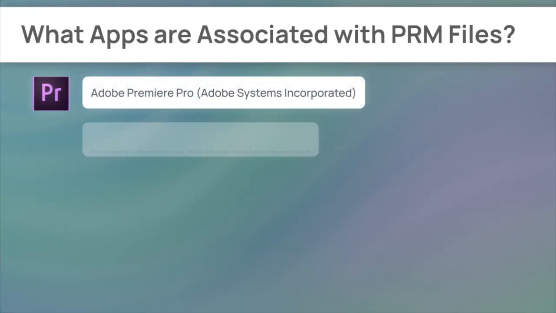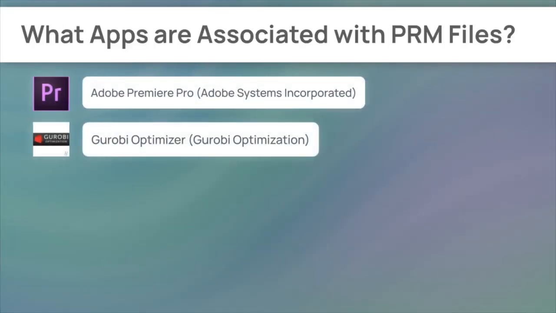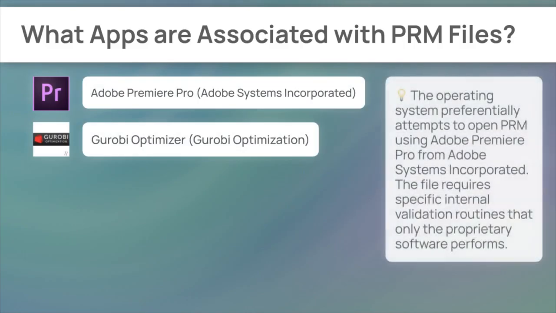The most widely recognized opener for PRM is unequivocally Adobe Premiere Pro from Adobe Systems Incorporated. The complex layout and formatting tags are not correctly parsed by Windows defaults. Windows can display config data, though correct use depends heavily on understanding the format.